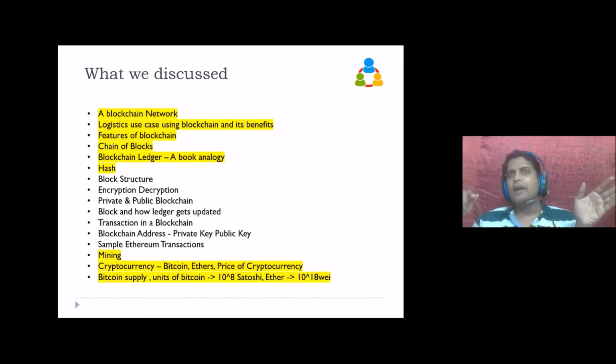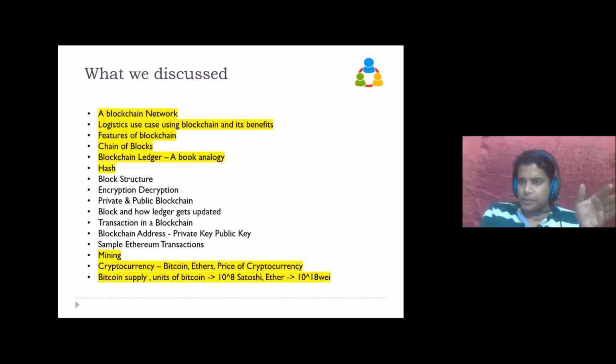As low a value doesn't mean that it is in rupees, because one ether itself currently costs up to $4,500. Okay, so one Wei is like 10 raised to minus 18 into $4,500, right?